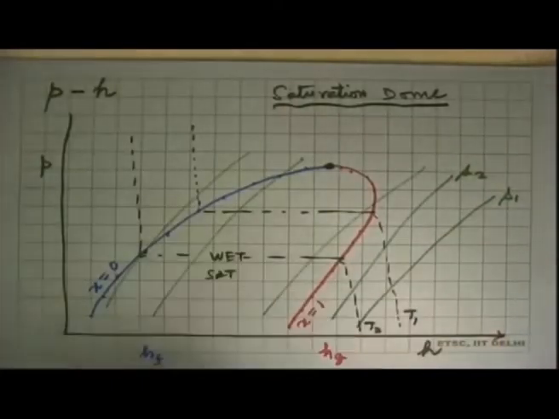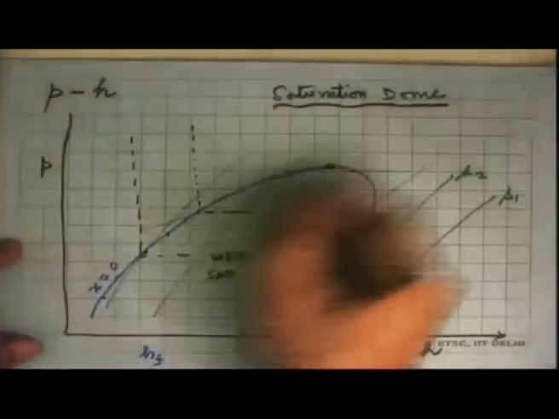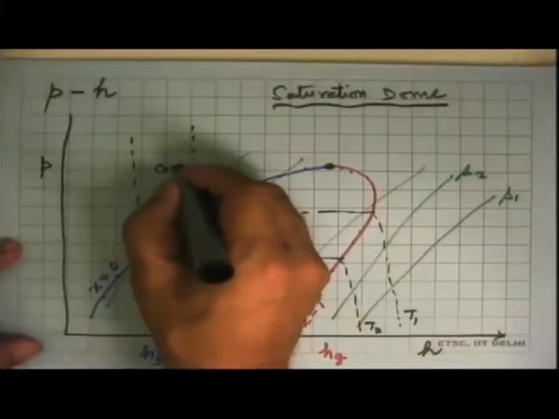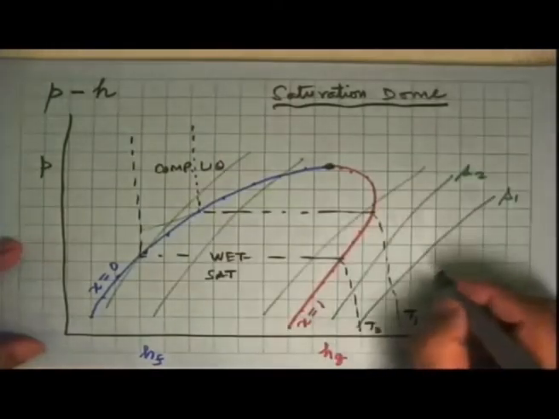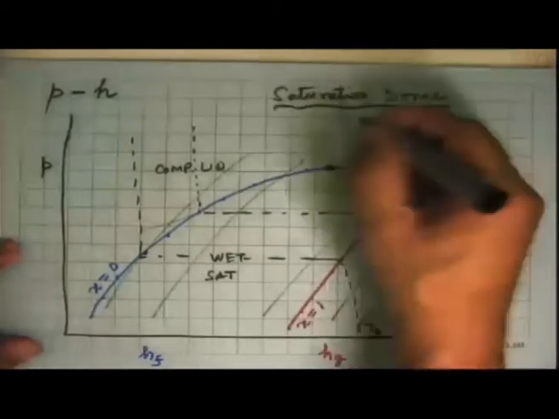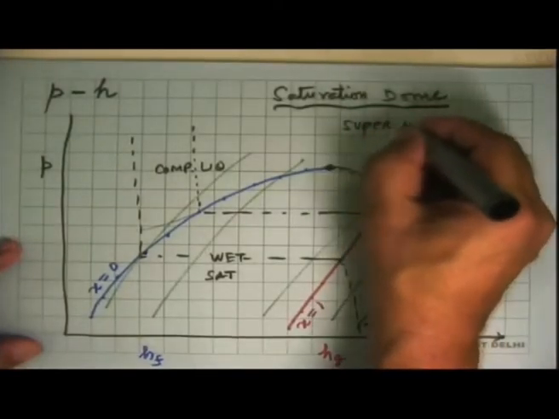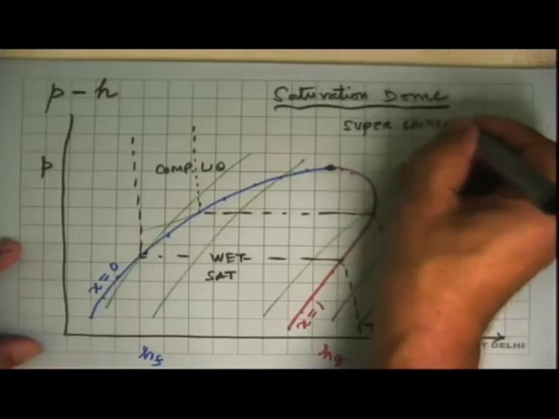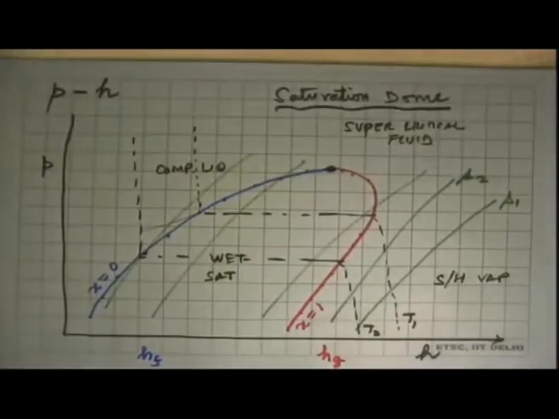So what does this diagram tell us? This side is the compressed liquid, this portion here, or the subcooled liquid. This side here is superheated vapor, and above this is supercritical fluid, or dense fluid.